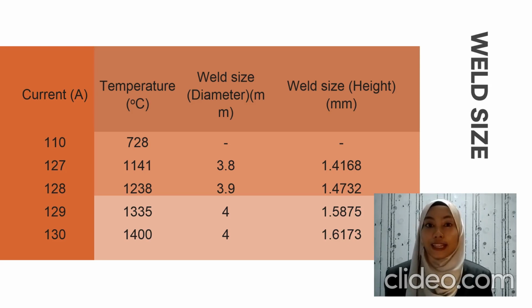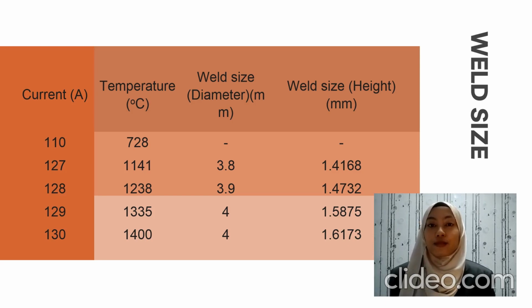Next, according to the data in the table, the nugget could not be produced at the specified current of 110 ampere and temperature of 728 degrees Celsius because the melting point of S235 steel should be more than 1000 degrees Celsius. The resistance spot welding process would be unable to be successful unless sufficient heat was generated by the current flowing through the machine.